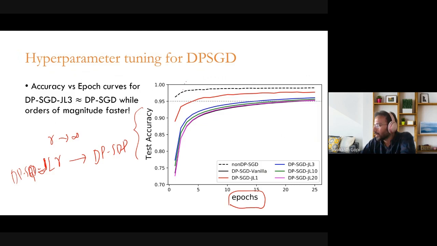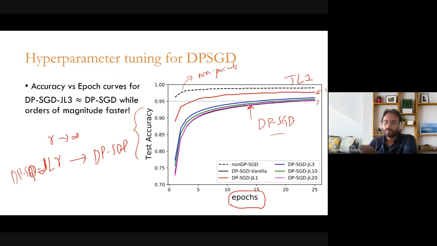So this is the non-private one. It achieves very high accuracy very fast. And this bottom curve, which you can't really see, in black, is the DP-SGD vanilla, or the normal DP-SGD. This is JL1. JL1 behaves very differently from the normal one; in fact, it's closer to non-private. But already with JL3, it is very close, and JL10 is just indistinguishable from DP-SGD. Another interesting use for this algorithm is, let's say you actually don't care about privacy. You're really experimenting with how well DP-SGD does.